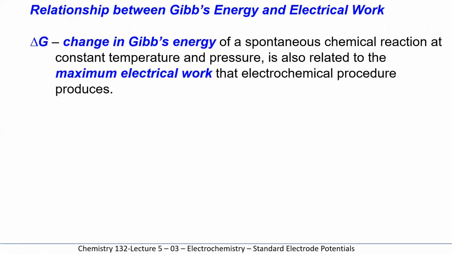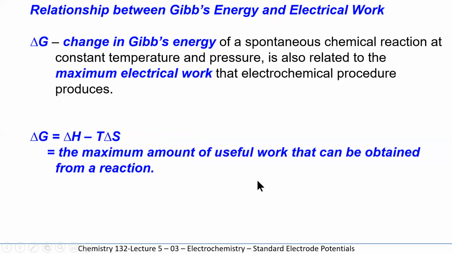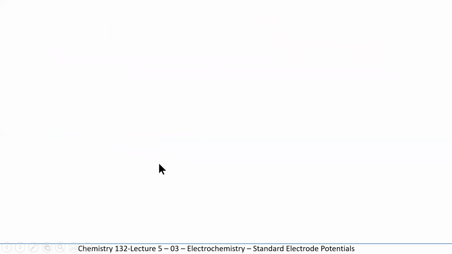Now, Gibbs free energy and electrical work. Delta G, recall, relates to a spontaneous chemical reaction at constant temperature and pressure. It's also related to the maximum amount of electrical work that's done by a galvanic cell. So delta G is always equal to delta H minus T delta S, where delta H is the enthalpy change, delta S is the entropy change, and T, of course, is the temperature at which it's happening. So the maximum amount of useful work that can be obtained from a reaction, delta G, will be equal to work max.